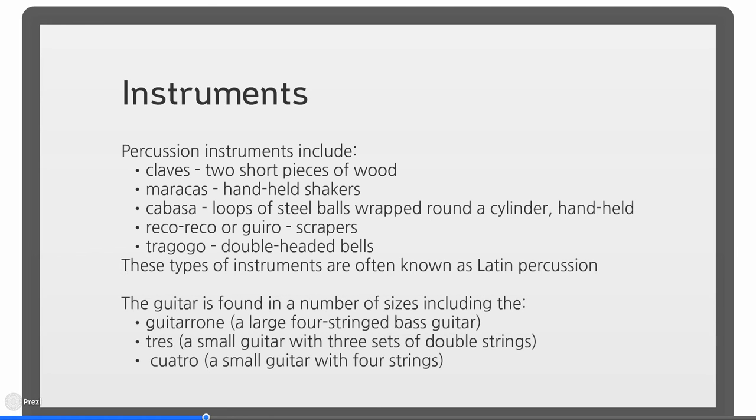If you take a look at the other instruments, the guitar is found in a number of sizes, including the quintaron, a large four-string bass guitar, the tres, a small guitar with three sets of double strings, and the quattro, a small guitar with four strings. And of course, if we have heard some of the music or watched videos of Caribbean-style music, we actually see a lot of these different kinds of instruments, where they use a big guitar and also a small guitar.